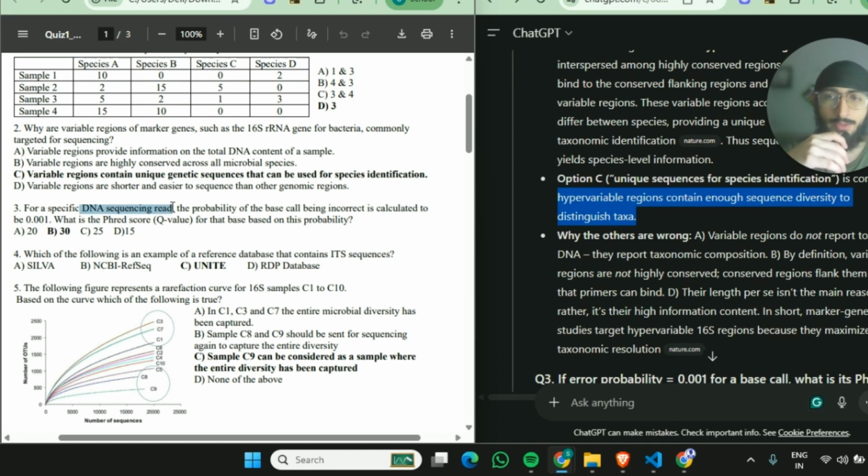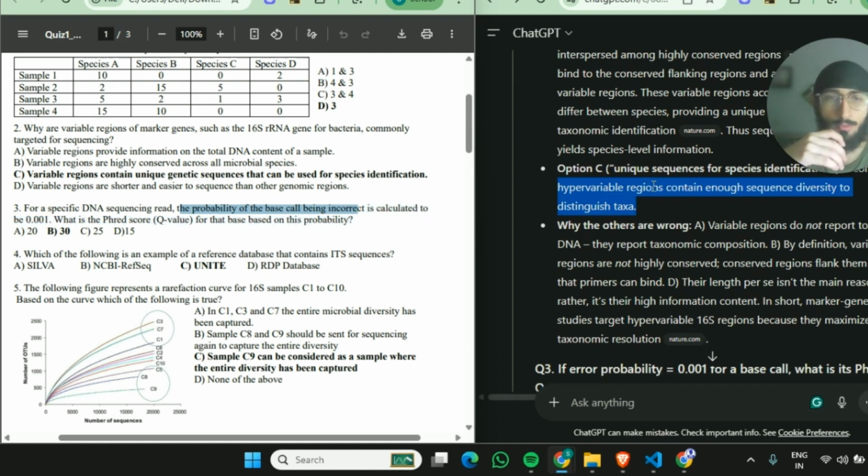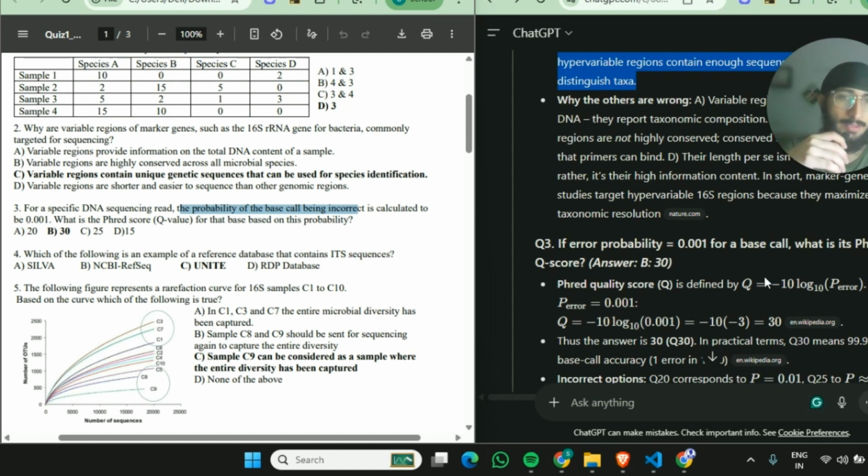Now, for a specific DNA sequencing read, the probability of the base call being incorrect is calculated to be 0.001. What is the Phred score, Q value, for that base based on this probability? The Phred quality score is defined by Q equals minus 10 times log of P error to the base 10. So if the error probability is 0.001, that is P error equals 0.001, what is the Phred quality Q score?